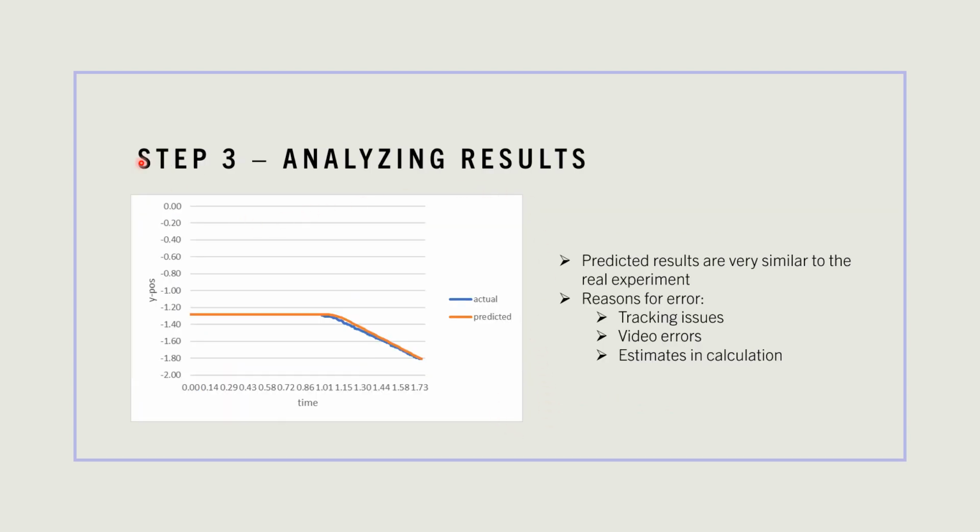Alright, so here on the left, I created a graph comparing the points created in the predicted model and the points collected from the Tracker Online video. As you can see, they follow very similar slopes. There's a little bit of difference around here, and some of that error may be from simply tracking issues not being precise enough, some video errors like the angle of the video or maybe how the slinky was dropped, maybe it wasn't perfectly straight up and down, and some estimates and calculation.